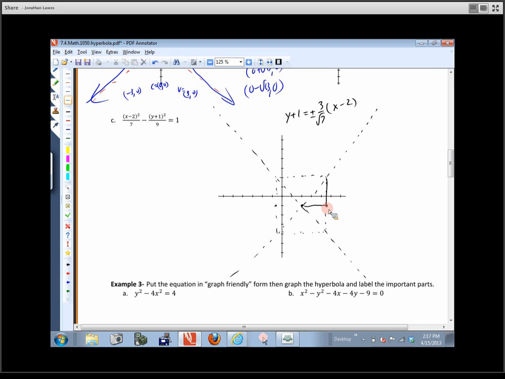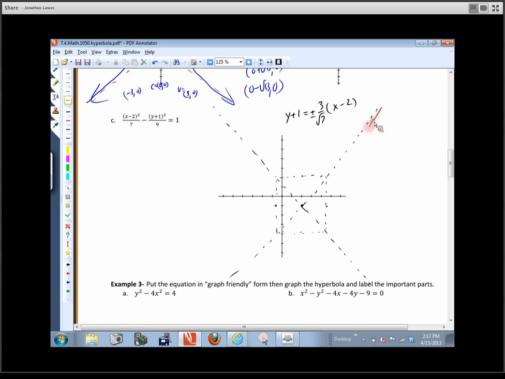Square root of 7. So that's the run. And what's the rise? How far up did I go? 3. So is everybody convinced we got that right? Okay, let's go ahead and graph the hyperbola. We said it opens left and right. It opens in the positive variable's direction, in the x direction.